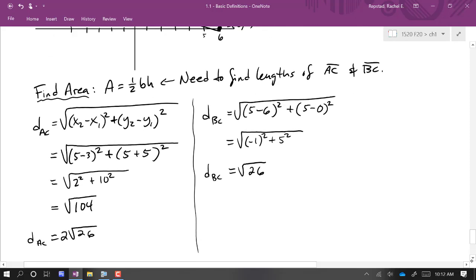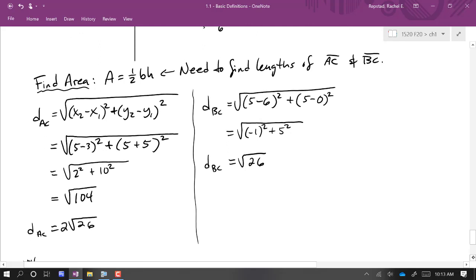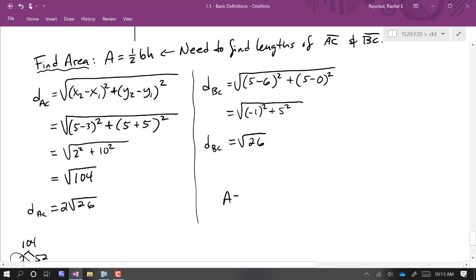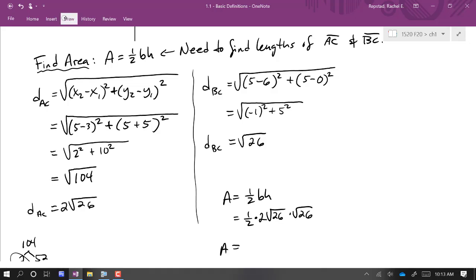And now I have my base and height for this triangle, and I can finish. 1/2 times base times height is 1/2 times 2 root 26 times root 26. Now this simplifies really nicely. 1/2 and 2 cancel. Root 26 times root 26 is 26.